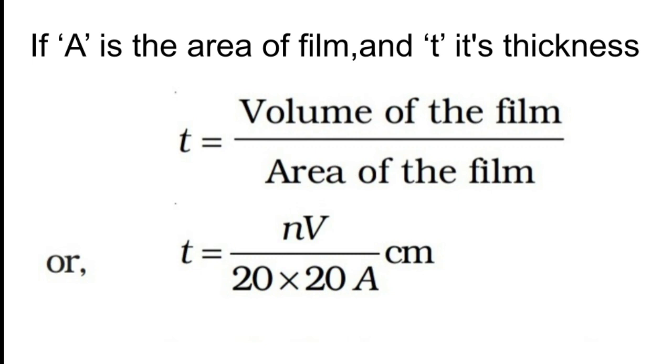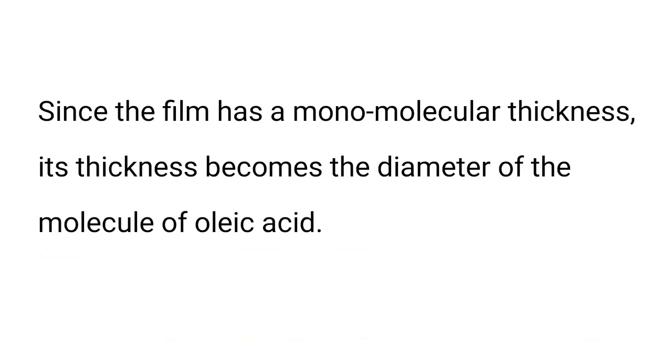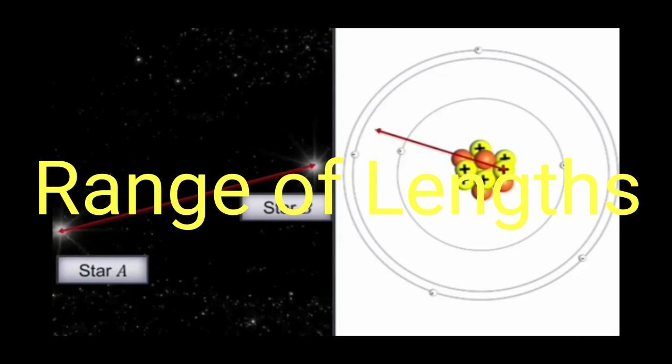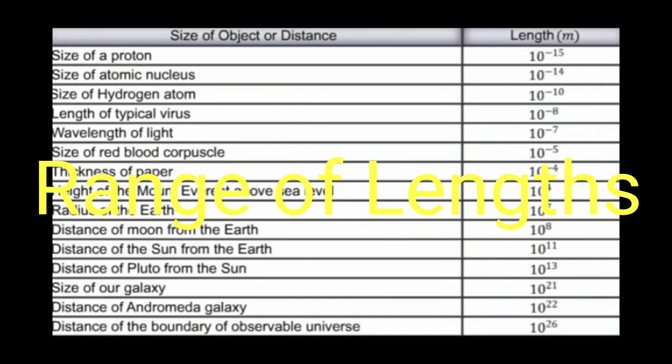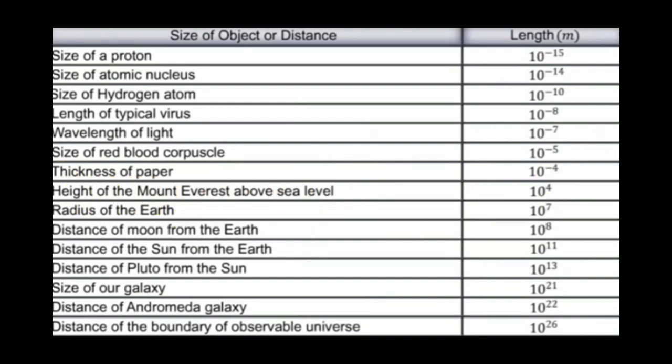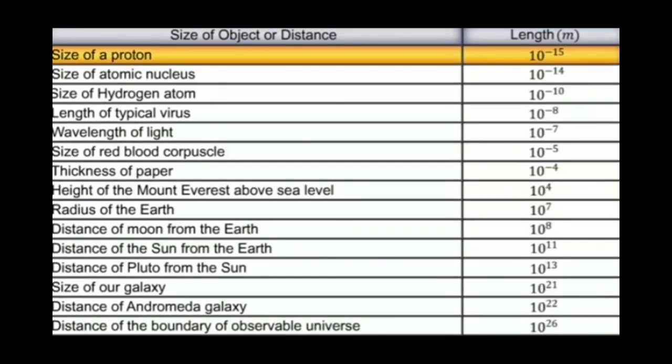This thickness is nothing but the diameter of a molecule of oleic acid, because our assumption is that the thin film forms a monomolecular layer. So that was the explanation of the experimental determination of the molecular diameter of oleic acid. In the measurement of length, we completed the measurement of long distances and small distances, and this table shows the measurable distances in the universe: size of proton, size of atomic nucleus, etc., up to the longest distance, that is the distance of the boundary of the observable universe.